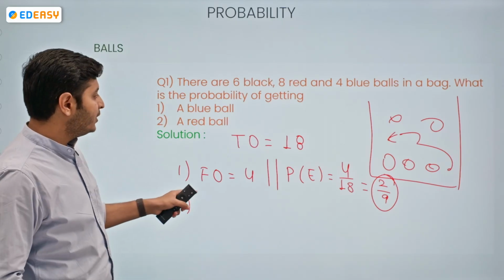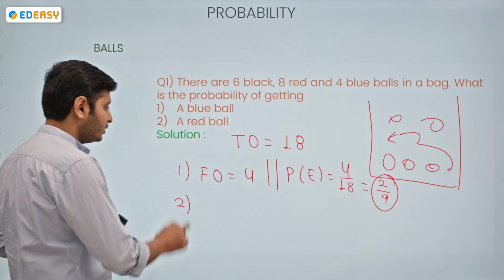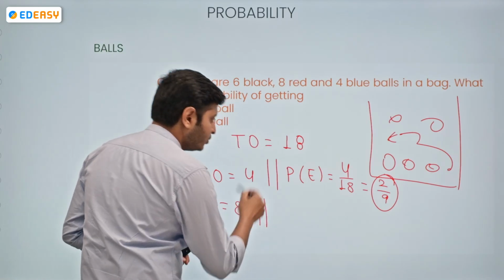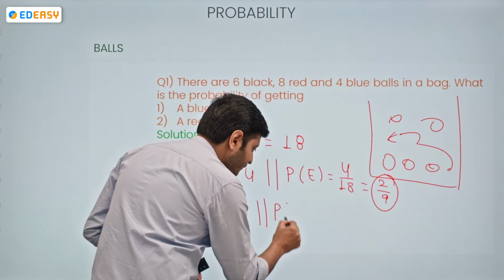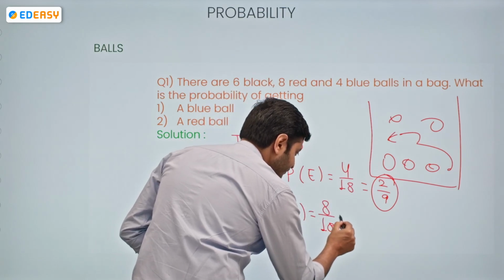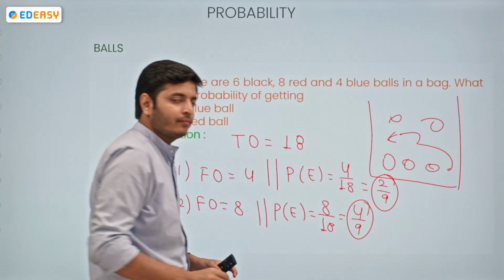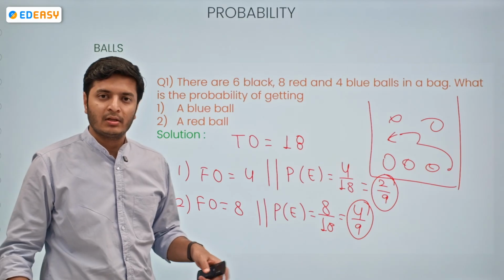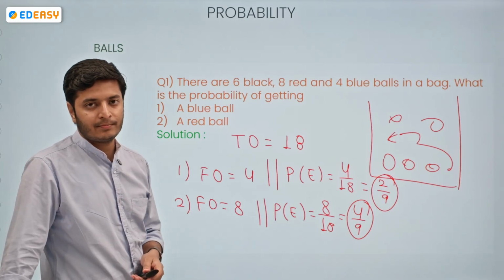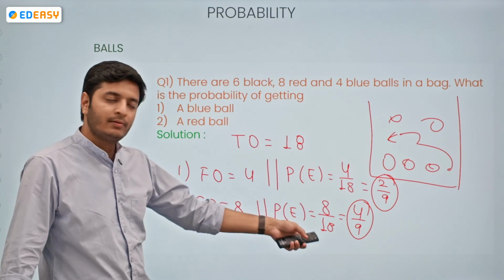How many total number of red balls are there in the bag? 8 only. So the number of favorable outcomes is 8. Total outcomes 18. So the probability of getting a red ball is 8 by 18, and you can simplify this further as 4 by 9. So this is your answer. This is how you can find the probability of getting a blue ball, red ball, like this. You just need to write down the favorable outcomes out of total number of outcomes.